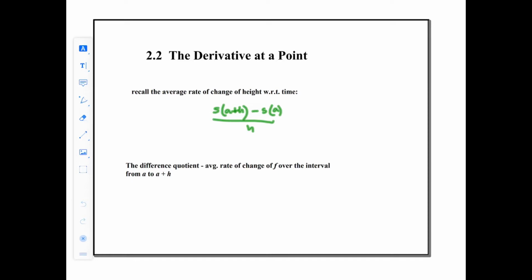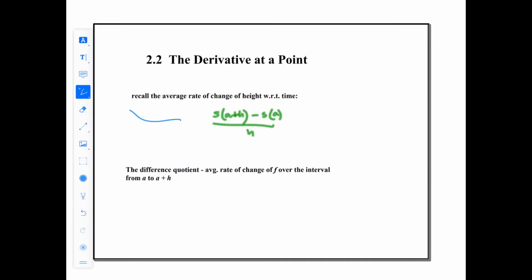So in 2.1, we worked with this ratio where we knew that this was our average rate of change of height or position with respect to time. So this is the change in our distance or position versus our change in time. That was our velocity, and that's how we ended up with kilometers per hour, meters per second, etc.